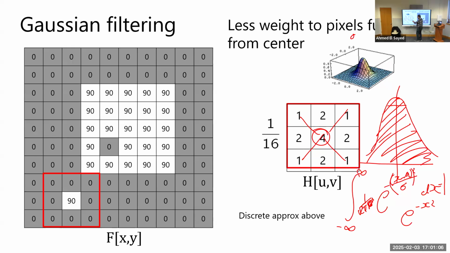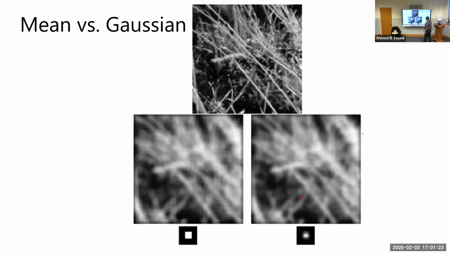First, it's 3 by 3. The sum of all values here, of course, after we divide by 16, will be 1. That's why we consider this a mean filter. And last time we showed the difference between those two images. This is the output of the regular filter, and this is the output of the Gaussian filter.